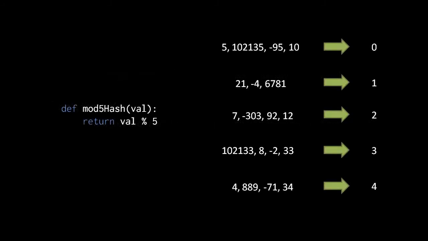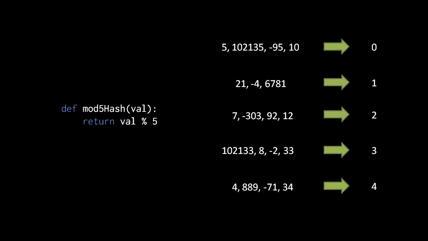Perhaps the simplest case of a hash function is one that simply returns a modulus of the input. So here, for example, our hash function mod5hash takes an input value and then returns simply the modulus of that value by 5. So for the inputs 5, 102,135, -95, and 10, those all produce the hash 0. And then the inputs 21, -4, 6,781, those all produce the hash 1. 7, -303, 92, and 12, those all produce the hash 2, and so forth. And you see that there are actually only 5 different possible outputs, 0, 1, 2, 3, and 4.